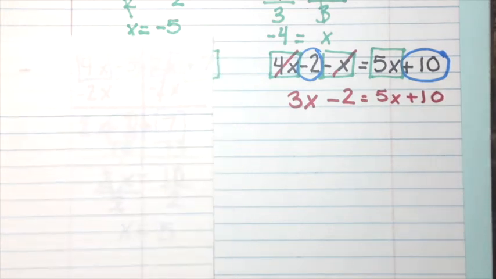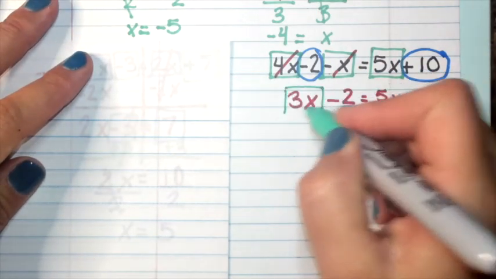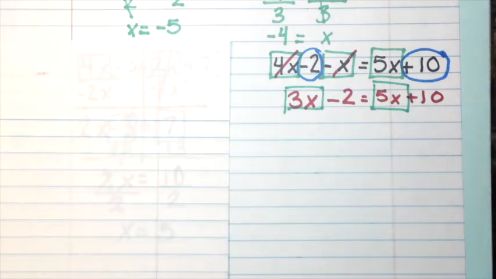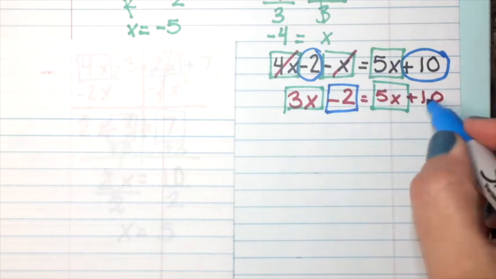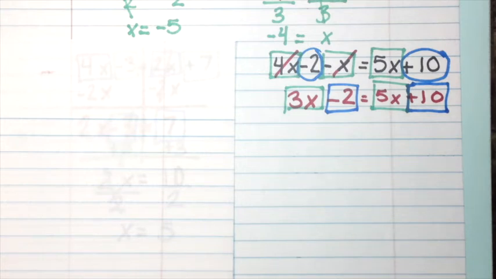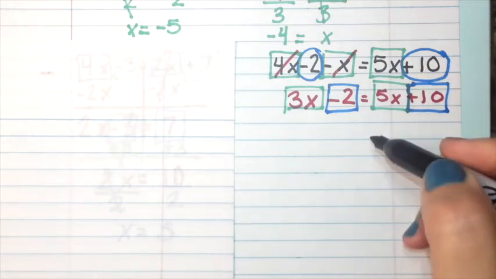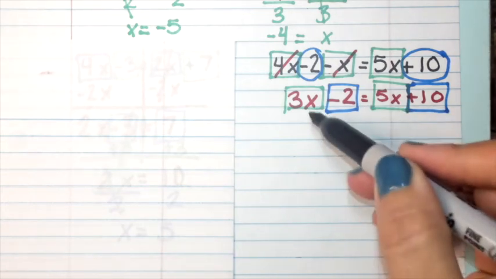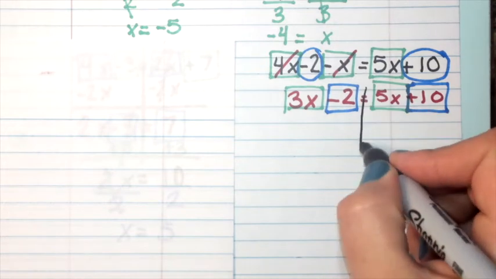All right, let's look at my like terms that I still have. I still have 3x and 5x. And then I also have negative 2 and positive 10. Hopefully doing these boxes is helping you see it. So I'm going to combine these. Let me use black. I'm going to combine the x's first. So we have a positive 5. Draw my line down first.